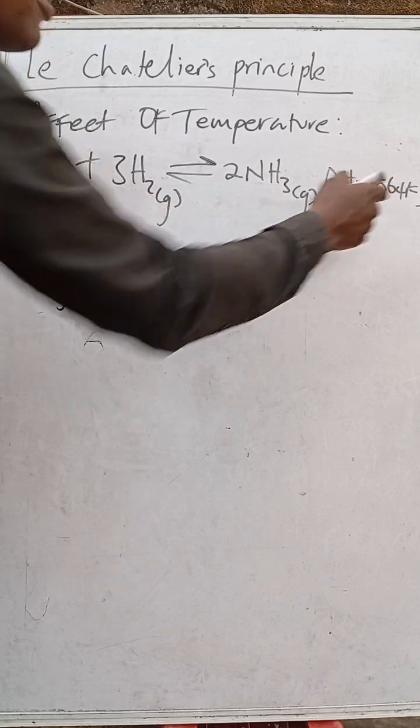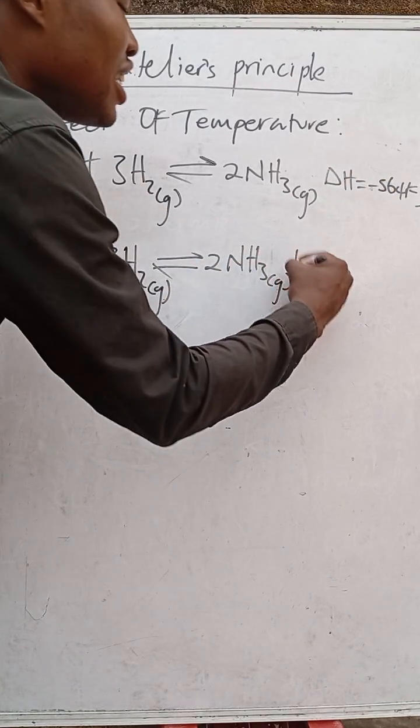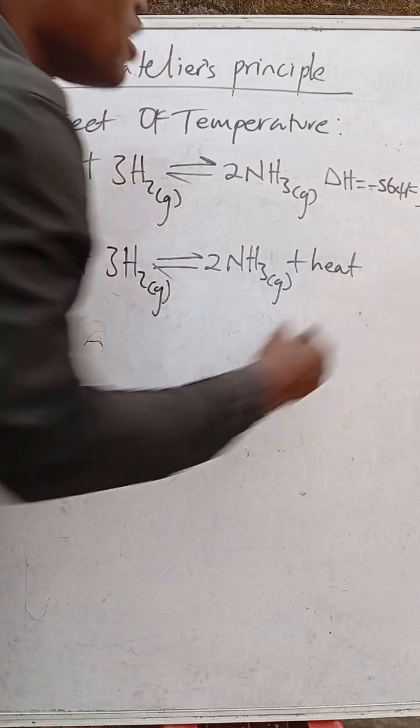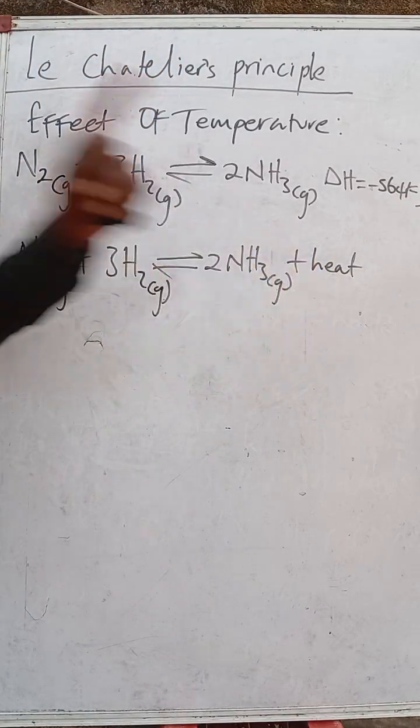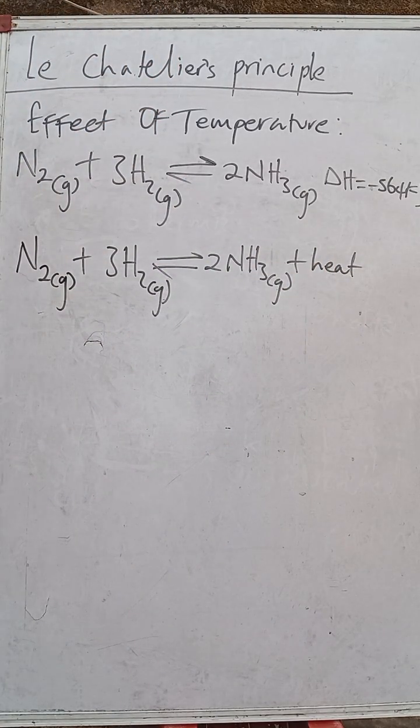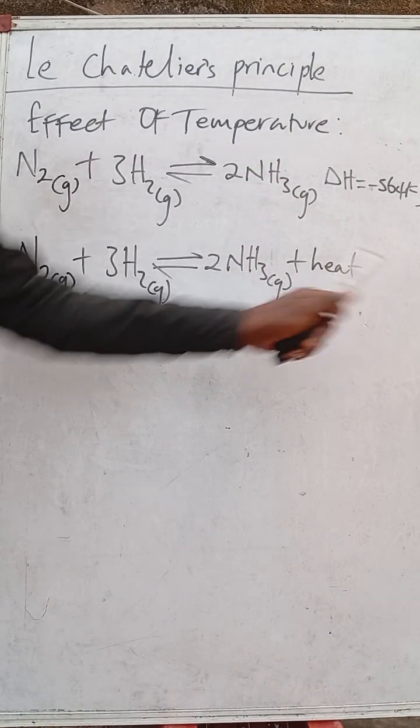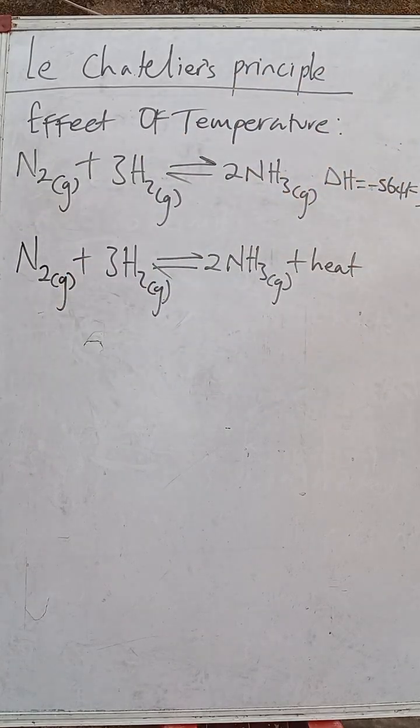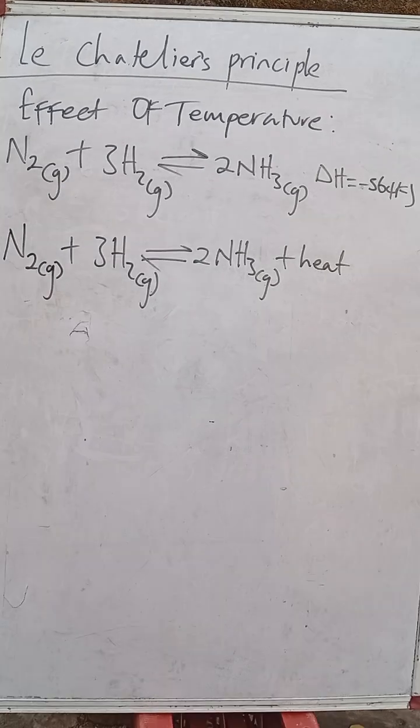Now, for it to be exothermic, it means that heat is being liberated. So when it is being liberated, I add it to the product side. Yes, it is temperature, it is liberated. So it is exothermic, it is liberated. This is what I mean, it is liberated. So you can say plus heat. So it's just my simple shortcut, as we call it here.